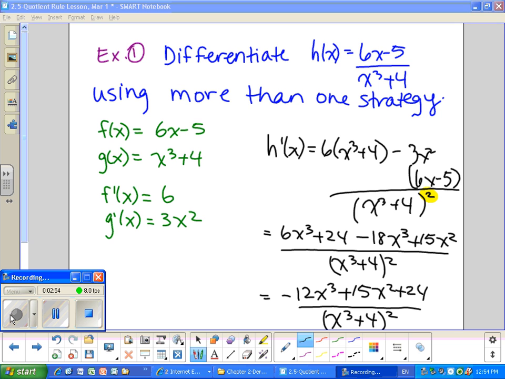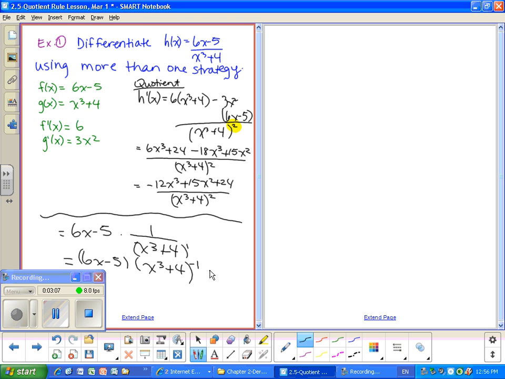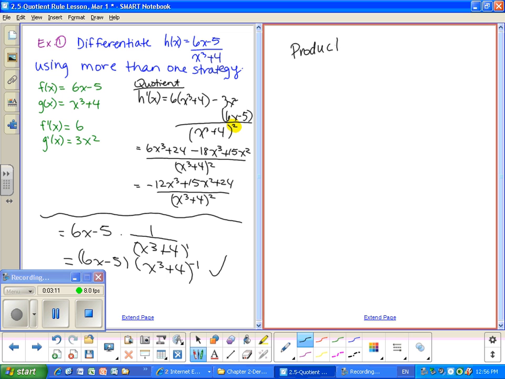If you notice, we were asked to solve it using more than one strategy. So we just did this using the quotient rule. Now we have to try and figure out another way that we could do this, not using the quotient rule. So this is right. Now let's do it with the product rule. So you might end up seeing a question that says, not just to do a quotient, but to do it in more than one way.